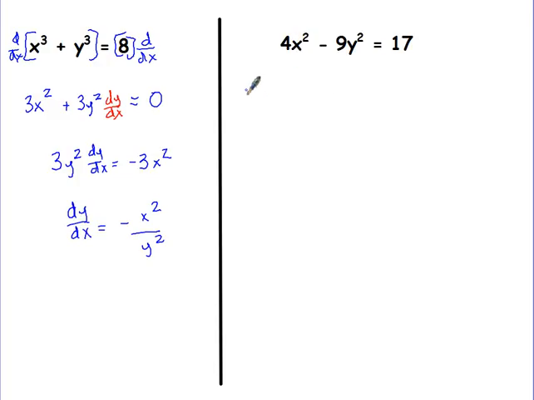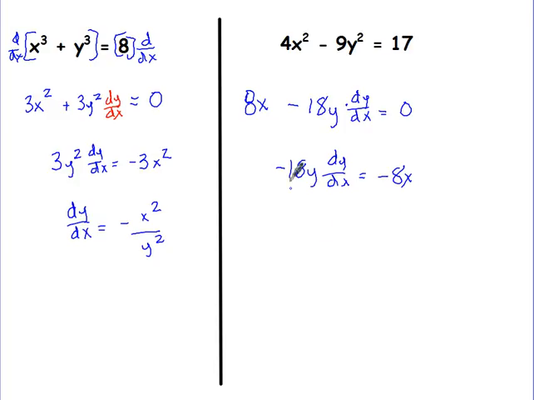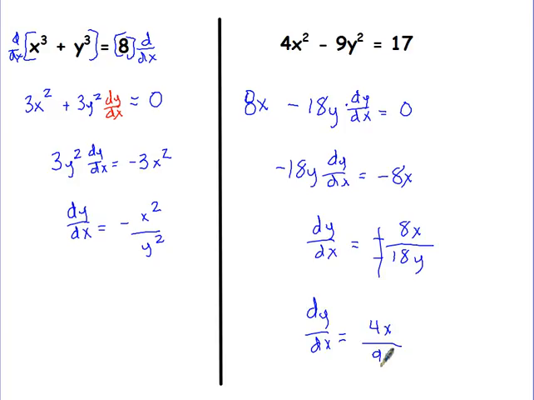So I have 8x minus 18y, but because of that, dy/dx equals, the derivative of 17 is 0. Get dy/dx by itself. So I have negative 18y dy/dx equals negative 8x. And then, again, I'm going to divide. So I have dy/dx is equal to negative 8x over negative 18y. Notice that those are going to cancel, so it's going to be positive. And then I can reduce this. I can reduce it by 2, so it'll be 4x over 9y.